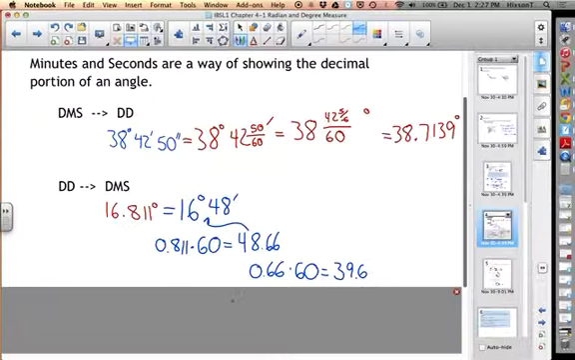Now, here we can go ahead and round to the nearest second. So it would be 40 seconds. So 16.811 degrees is 16 degrees, 48 minutes, 40 seconds.